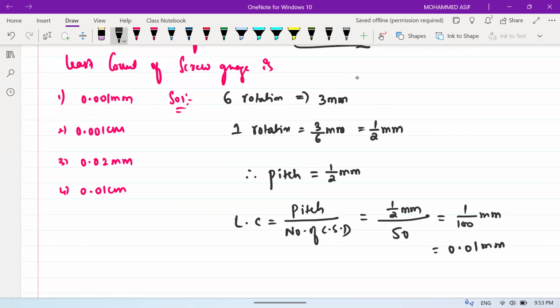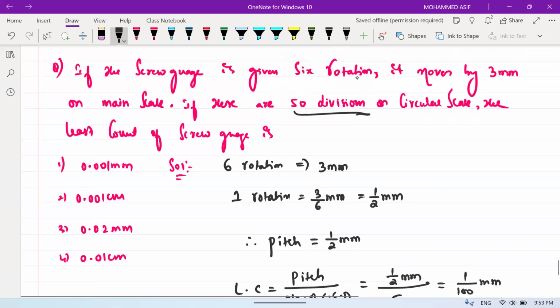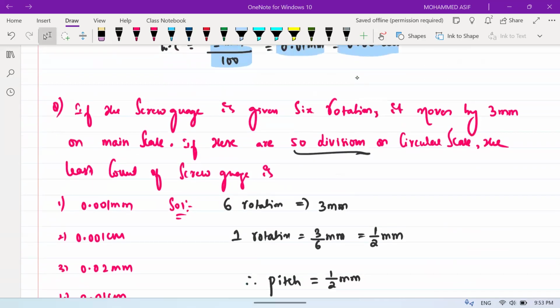1 by 100 mm is 0.01 mm. If it is in centimeters, 0.001 centimeter. Am I clear with this question? Very good.